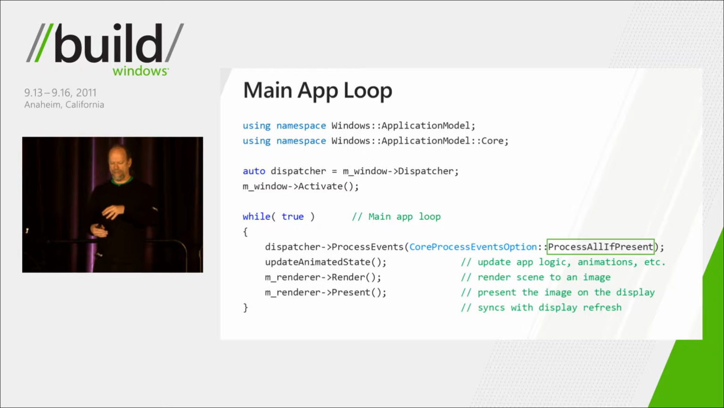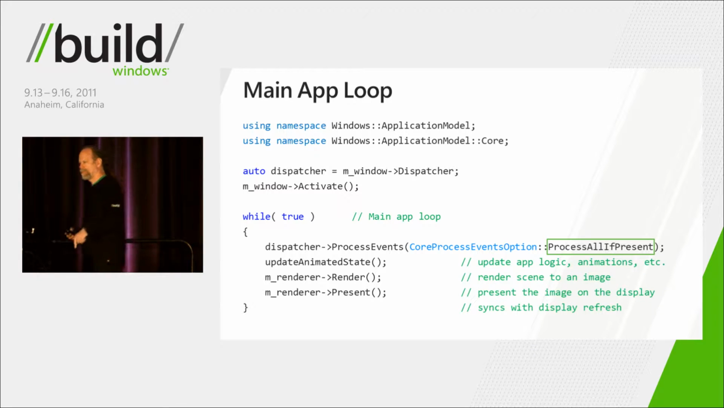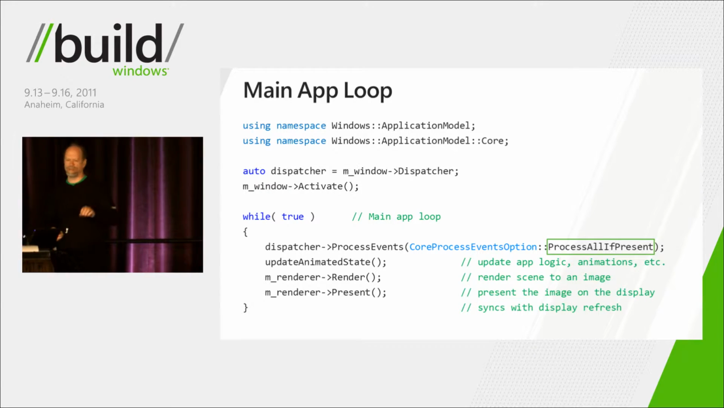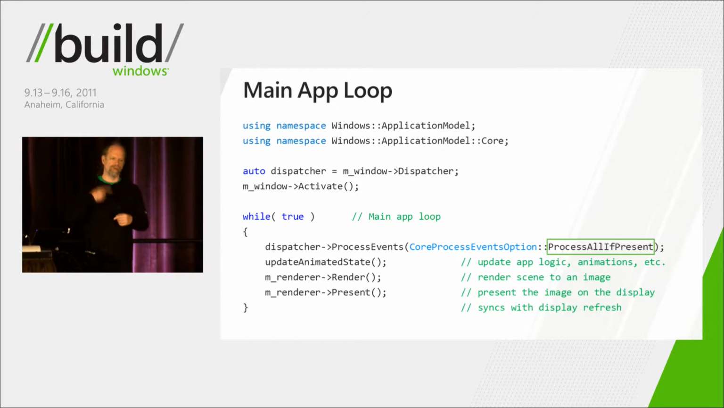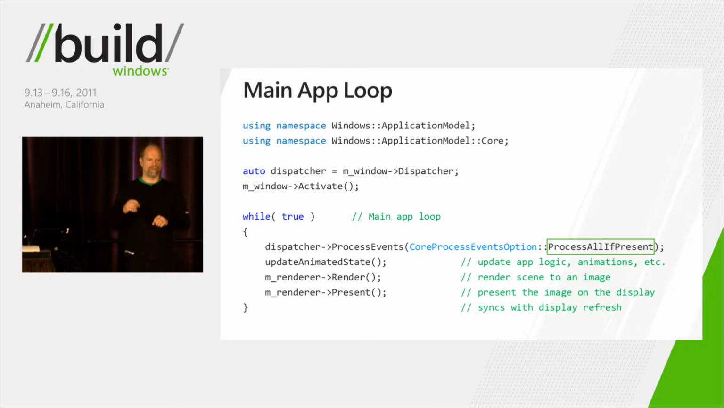Now, it turns out that that last function, present, is designed to be something that blocks, but only for the time remaining in the vertical refresh that you've got. So this code here will automatically sync effectively to the monitor refresh rate, and you'll be rendering at the maximum rate that your device can handle based on its refresh settings, which is usually around 60 frames a second.